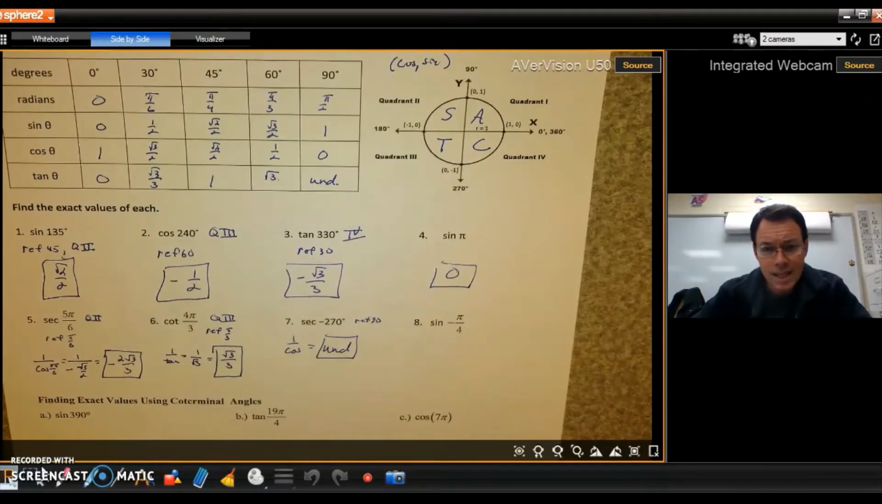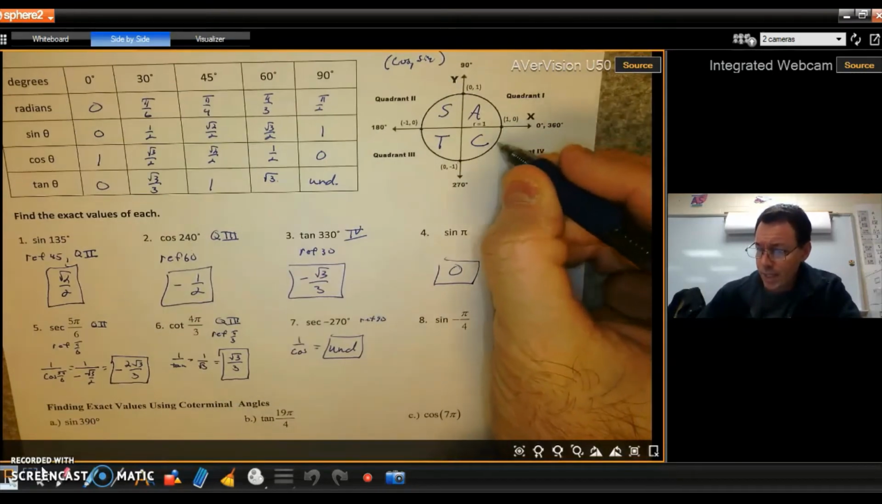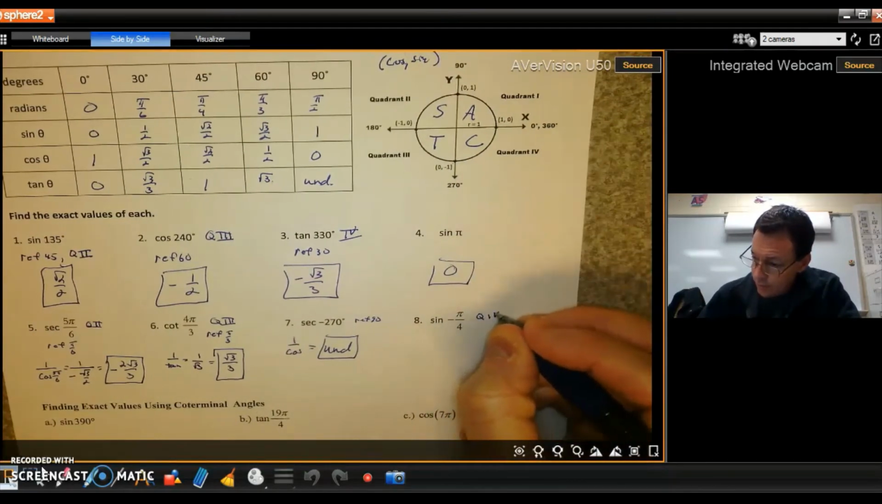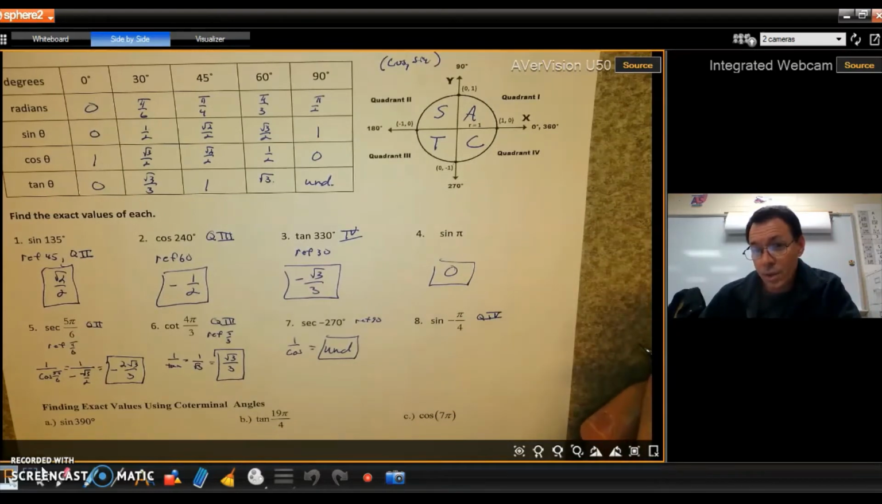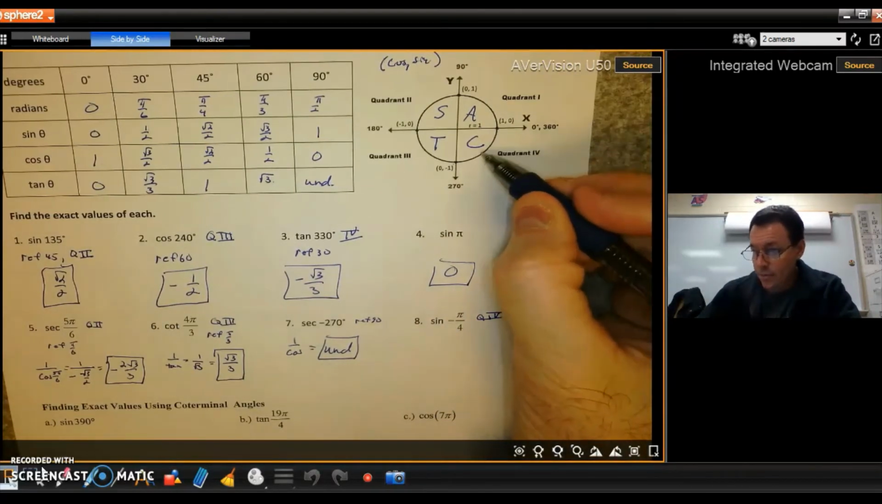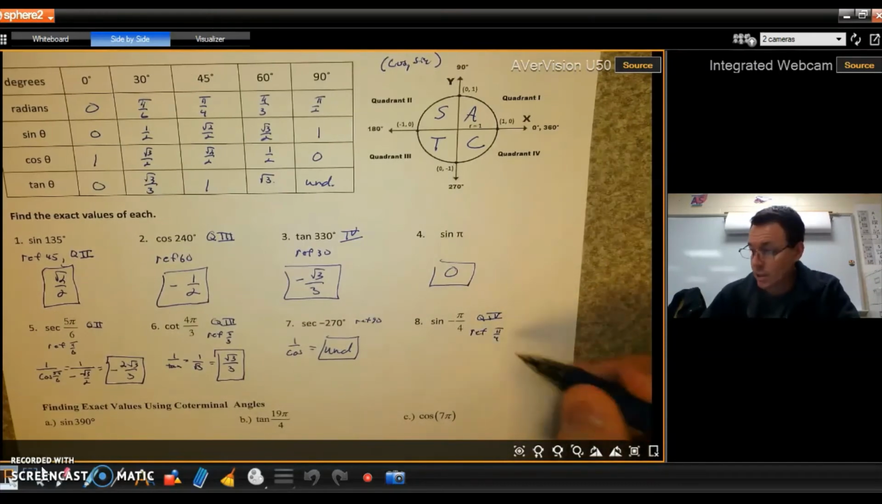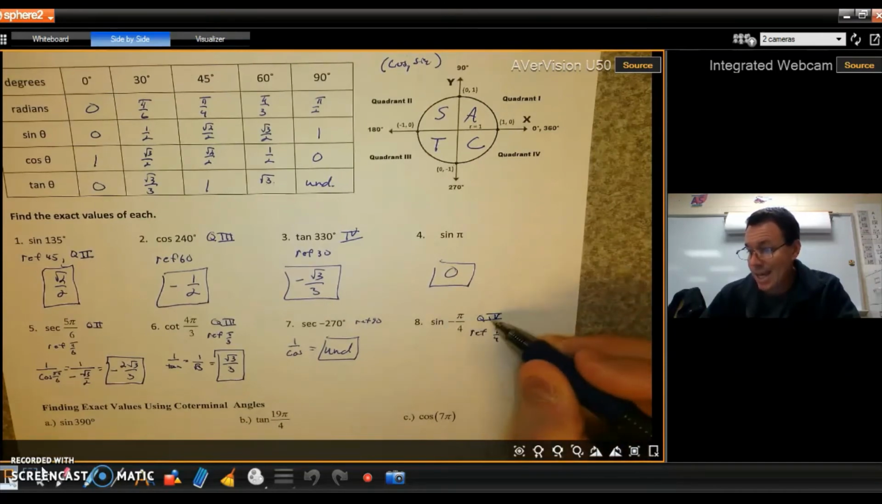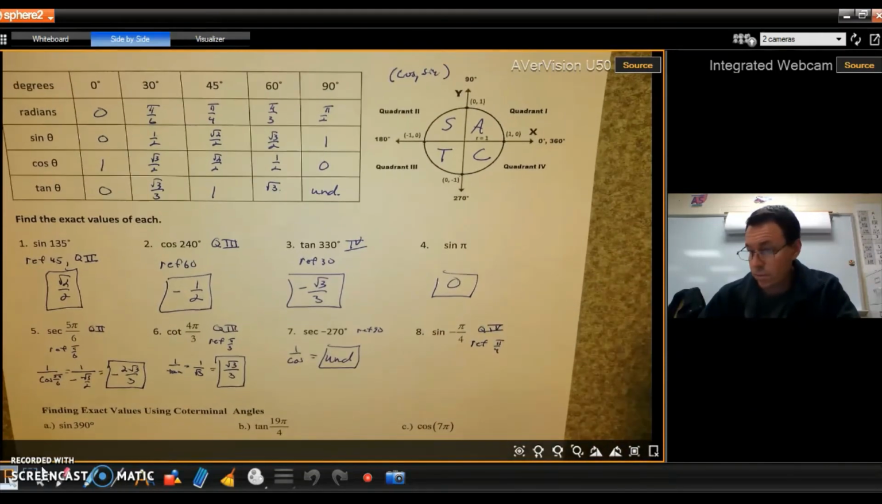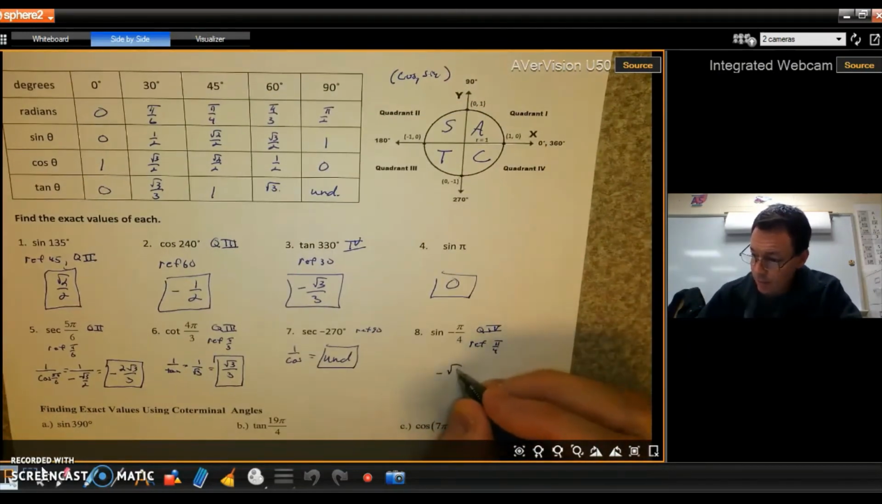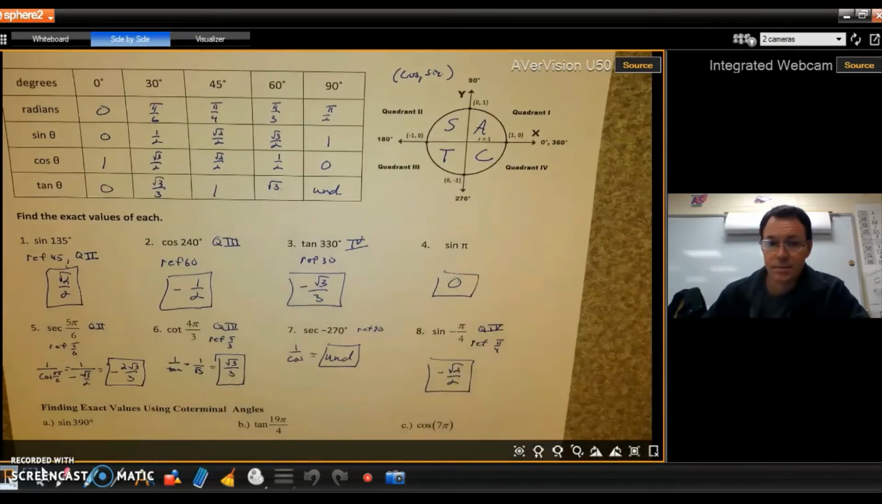Last one, sine of negative pi over 4. So think about where that is. Where is negative pi over 4? Well, we're rotating this way, so we're here in quadrant 4. So this is an angle in quadrant 4. It has a reference angle. If we've rotated negative pi over 4, that means we are pi over 4 away from the x-axis, so that's our reference angle. And since sine is negative in quadrant 4, we're going to make it negative. So sine pi over 4 is radical 2 over 2, but it should be negative radical 2 over 2. That's it.